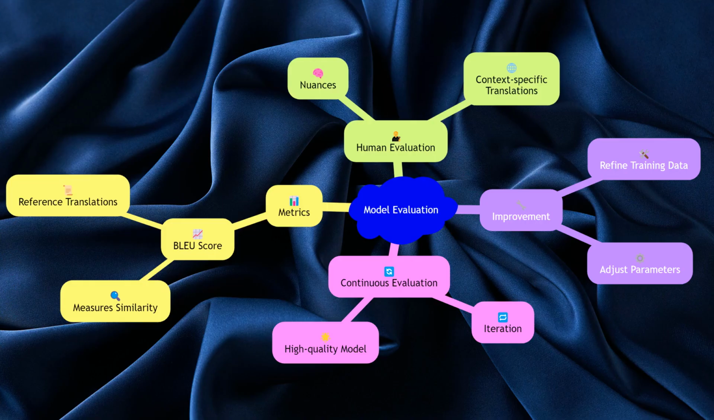After training, the model's performance must be thoroughly evaluated to ensure it meets the desired standards. This involves using metrics such as BLEU, Bilingual Evaluation Understudy score, which measures the similarity between the model's translations and reference translations. Human evaluation is also essential, as it provides insights into the model's ability to handle nuances and context-specific translations. Any identified weaknesses or errors should be addressed by refining the training data or adjusting the model's parameters. Continuous evaluation and iteration are key to developing a high-quality custom translation model.